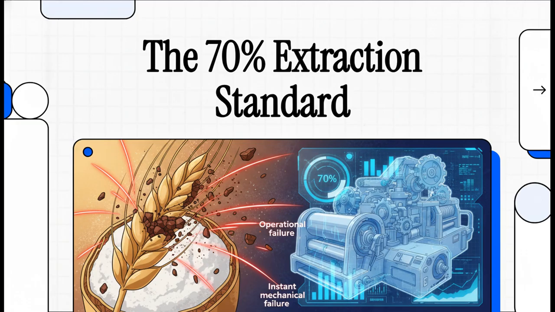So we'll be breaking down the exact tempering protocols, paying very close attention to the 17.5% moisture threshold for hard wheats, and mapping out how these specific structural inputs control the mathematical certainty of your final 70% extraction rate.